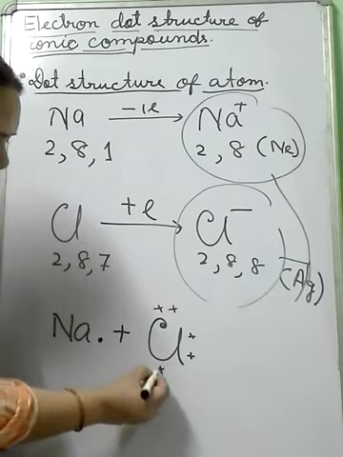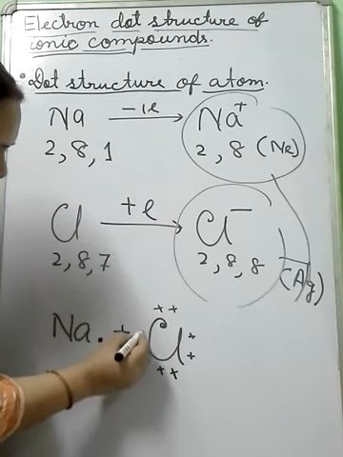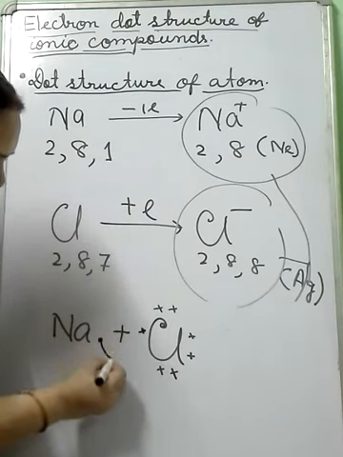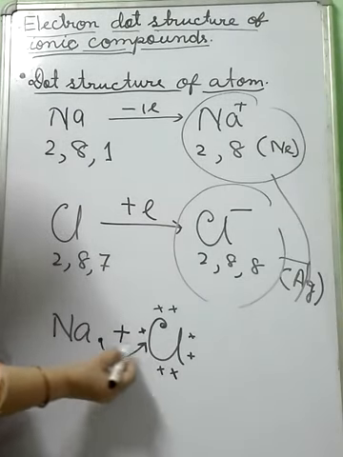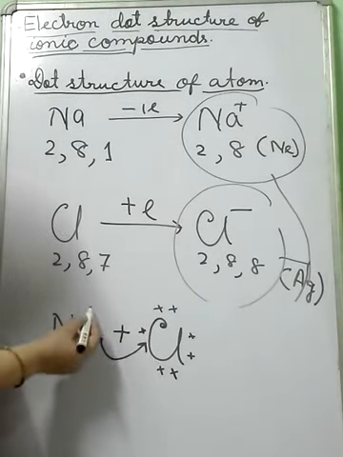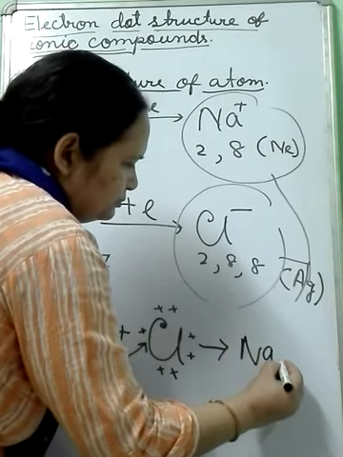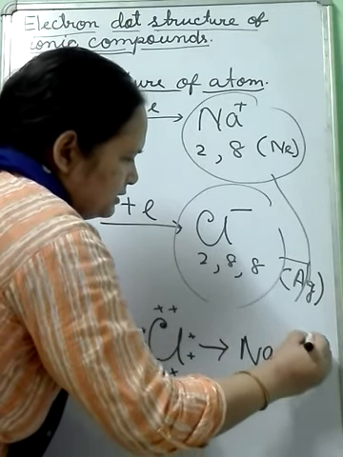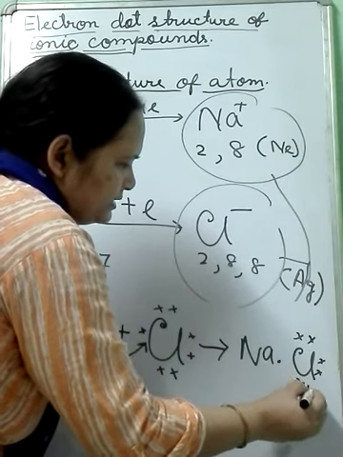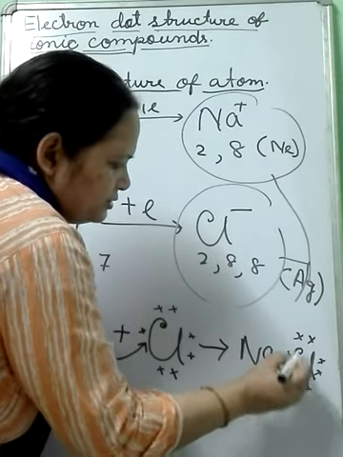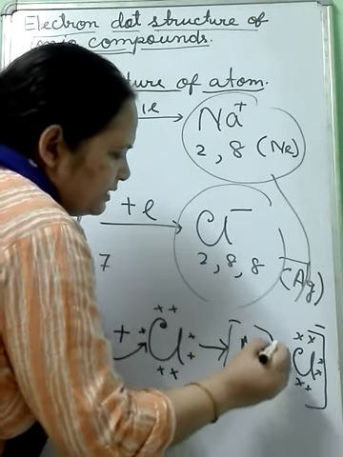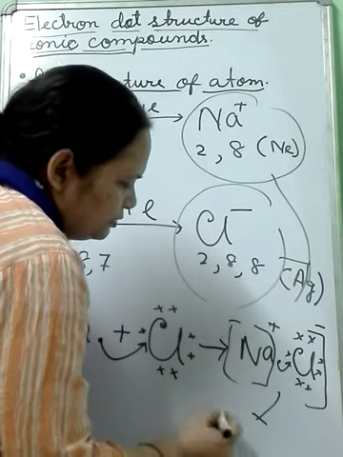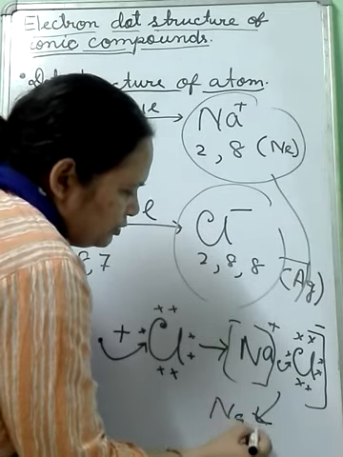Now the lone pairs I am giving this side, these 3 sides, and a single electron I have given in this side because I have to show the donation of the electron to this side of chlorine. When the sodium will donate the electron, it becomes cation, and the chlorine will accept the electron, it becomes anion. So we write in this way, sodium dot, this is chlorine. The paired electrons are this side, single electron here, the electron is donating. As a result, chlorine becomes negatively charged and sodium becomes positively charged. So it will form the sodium chloride molecule.